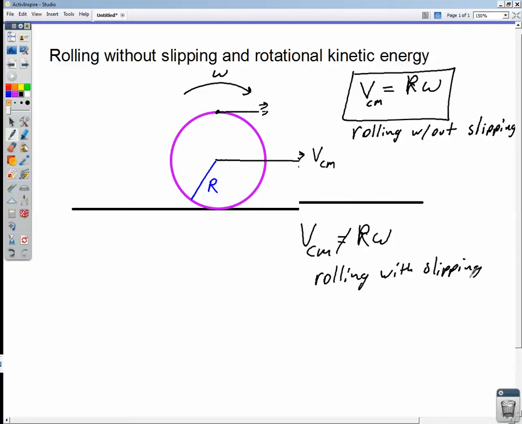All right, so for everything that we deal with rolling without slipping, anytime the textbook tells you rolling without slipping, then you know that this condition holds. The velocity of center of mass is equal to r omega.